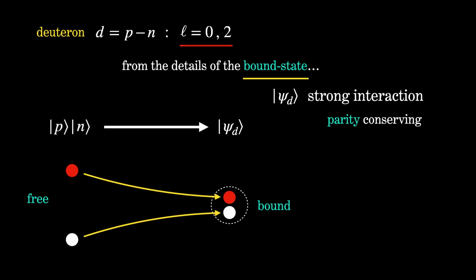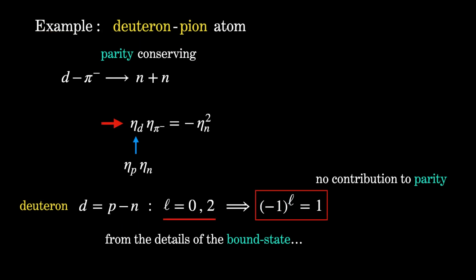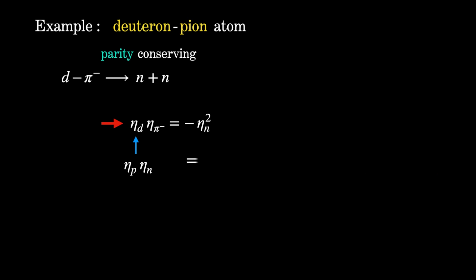And their total parity can only come from the intrinsic parities of the particles, and that due to their relative motion, which is quantified by L. This is why, even when talking about the parities of bound states, we can simply consider the parities of the constituent particles and their quantum number L. Since the orbital angular momentum of the deuteron bound state does not contribute to its parity, let's just plug in these intrinsic parities into our equation. Here there's a cancellation.